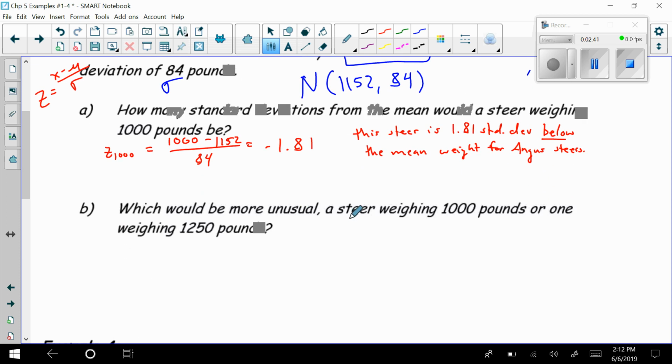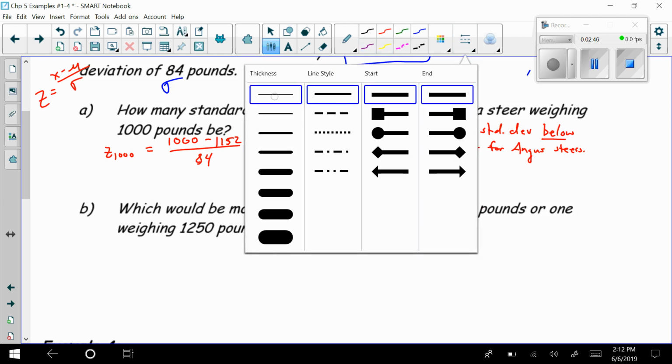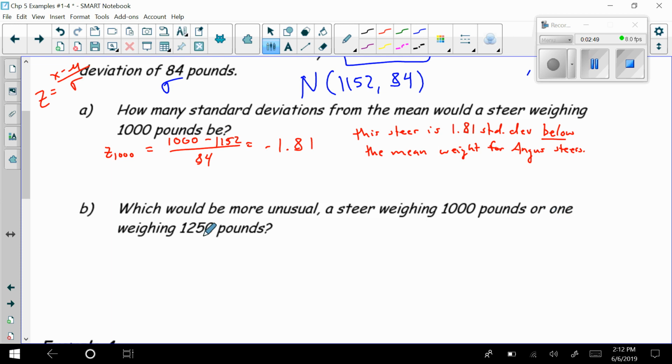Then it asks which would be more unusual, the 1,000-pound steer, which we just found up above, or one that weighs 1,250. Well, I need to create a z-score for the 1,250 steer. So it's 1,250 minus 1152, since we are still assuming they're pulling from the same type of Angus steers, divided by the 84. This one weighs more than average, so we expect this to be positive, and it comes out to be positive 1.17.